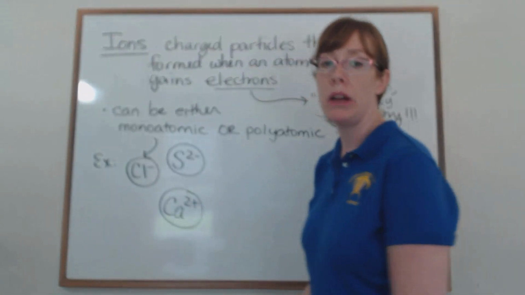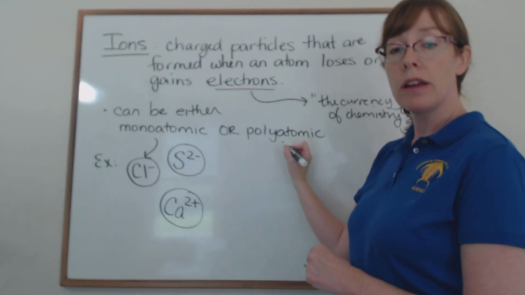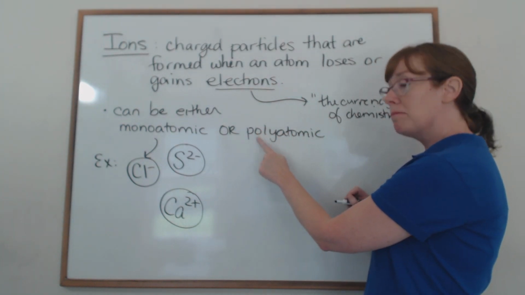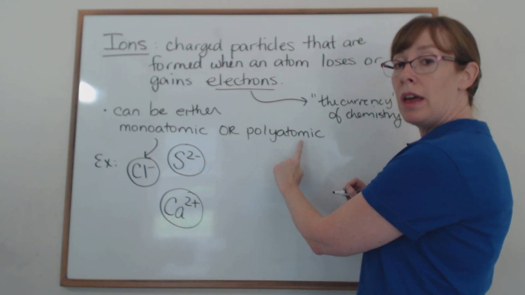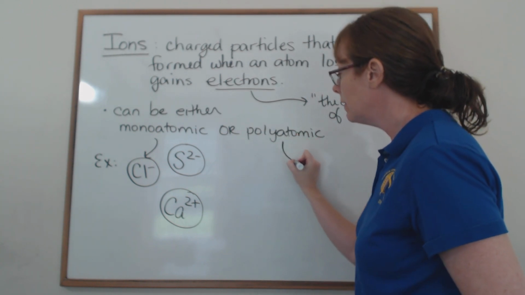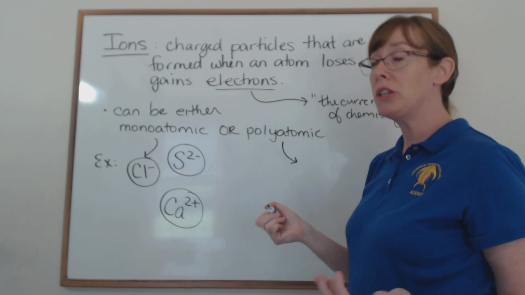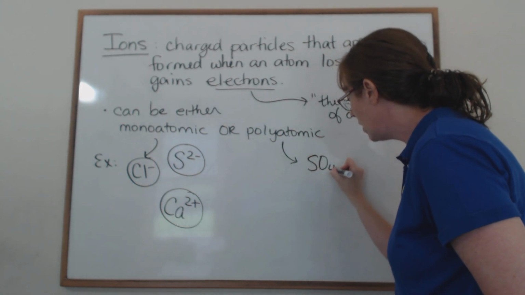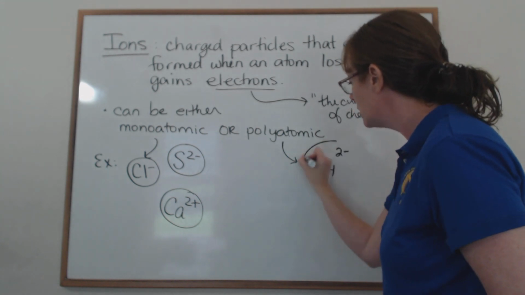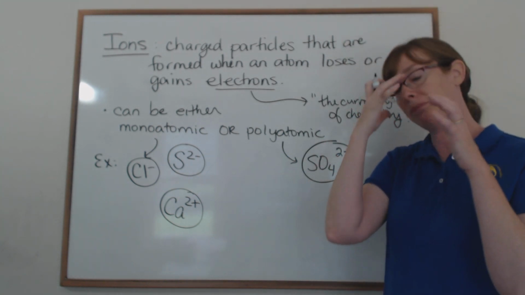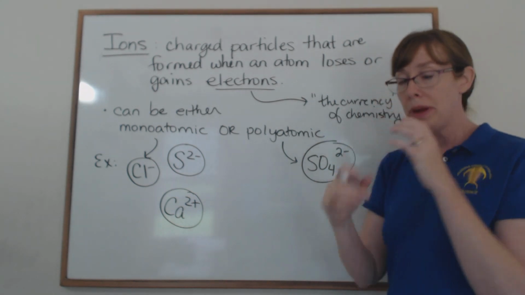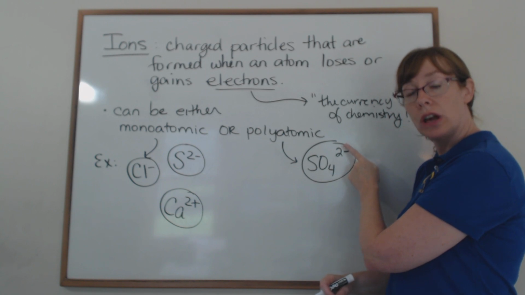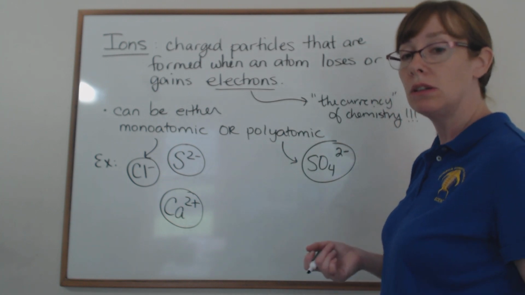Those are monoatomic ions. Polyatomic ions, the ones that you have memorized on that list, are ions that consist of multiple, poly means multiple, atoms. So ions that consist of multiple atoms. And you learned a bunch of them. So one was, for instance, SO4, 2 minus. So it's a single particle, but it has multiple atoms in it, and it has a total charge of 2 minus. So this is the sulfate ion.